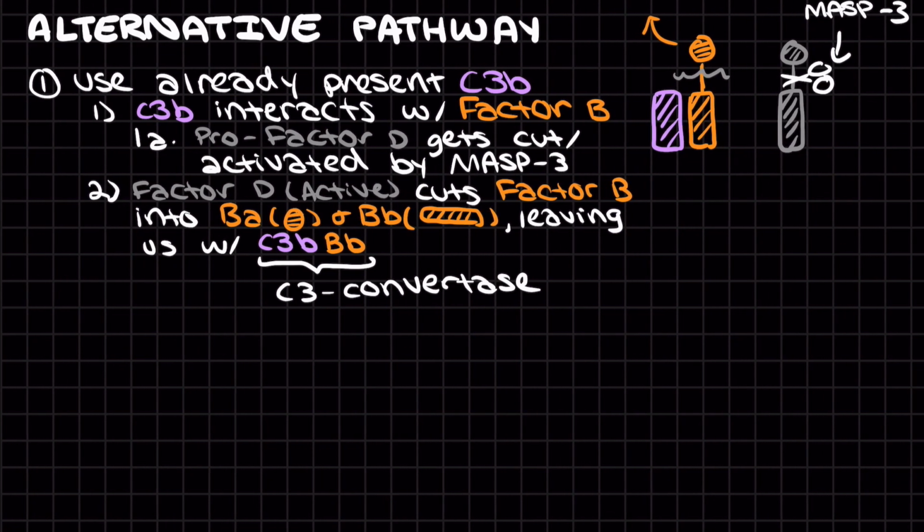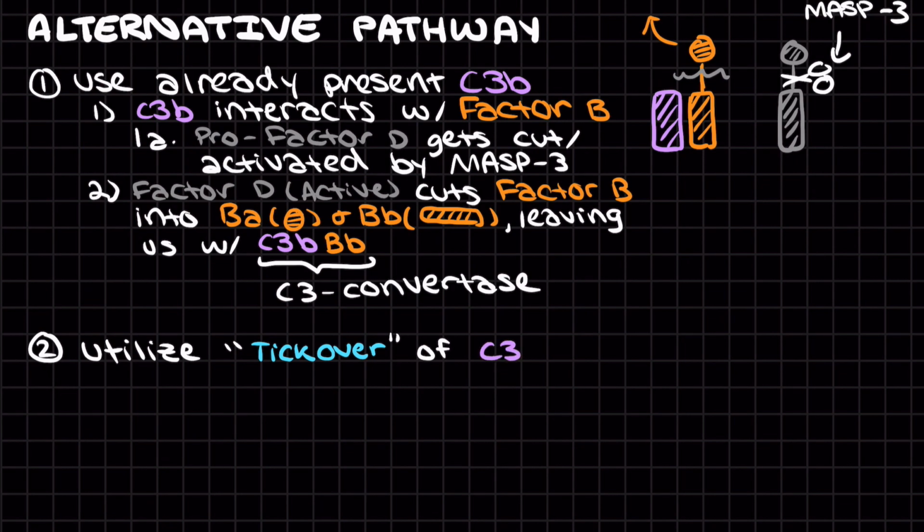The second route is potentially even more unintuitive. So our second route is to utilize what's known as the tick over, and I'm going to put this in blue actually, tick over of C3.